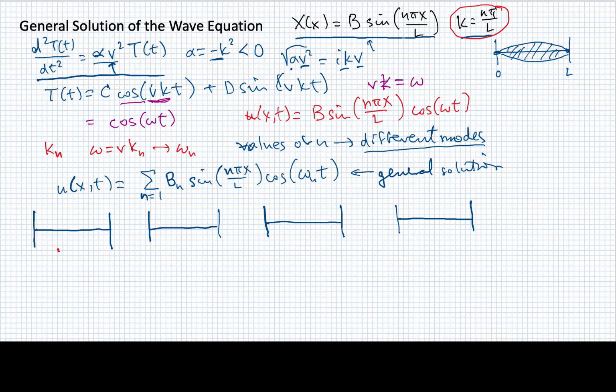Well, for n equal to 1, I'm going to have a very simple solution that's simply attached at the two boundaries and looks something like that. When n is equal to 2, what that's doing is shortening the wavelength. So I'll end up with a solution that looks like this. It's still attached at the ends, but now it has a kink and it goes through 0. When n is equal to 3, it will have 2 of these kinks, like that. And when n is equal to 4, I'll have 3. So I'll end up with something that looks like this.